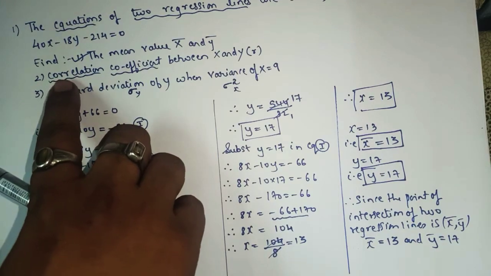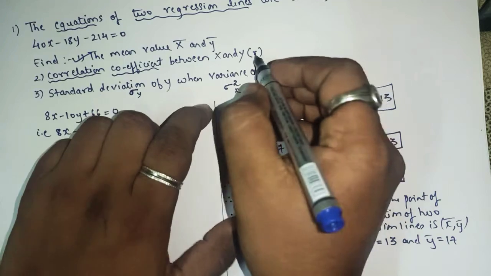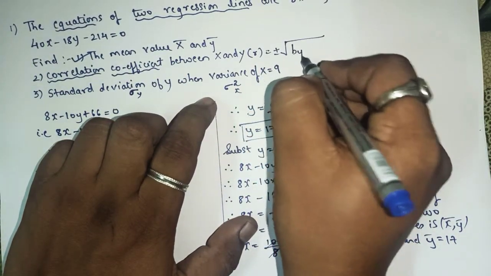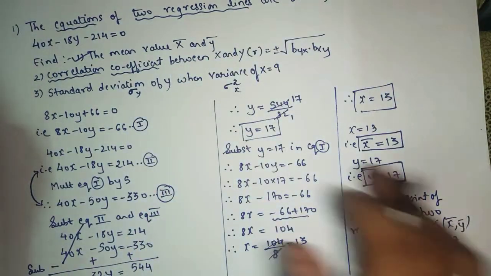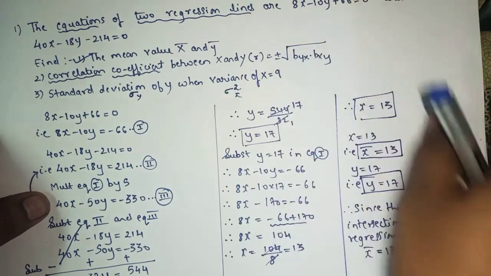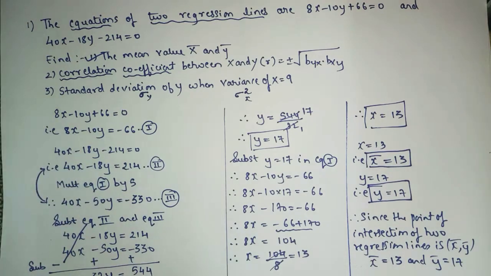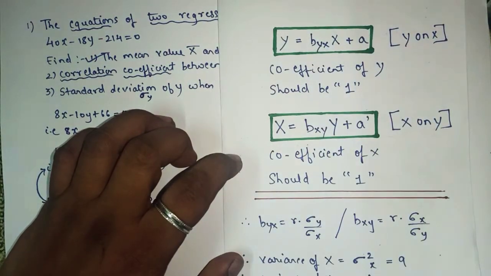Now we'll see the second part, how to find the correlation coefficient between x and y, that is r. So we know that the formula for r is what? Plus minus square root of byx into bxy. To find the value of r in each and every sum when we have two linear equations, there are some rules and regulations which you have to follow. Without knowing the rules you cannot find the value of r. There are some formulas which you have to remember in this exercise number 3.